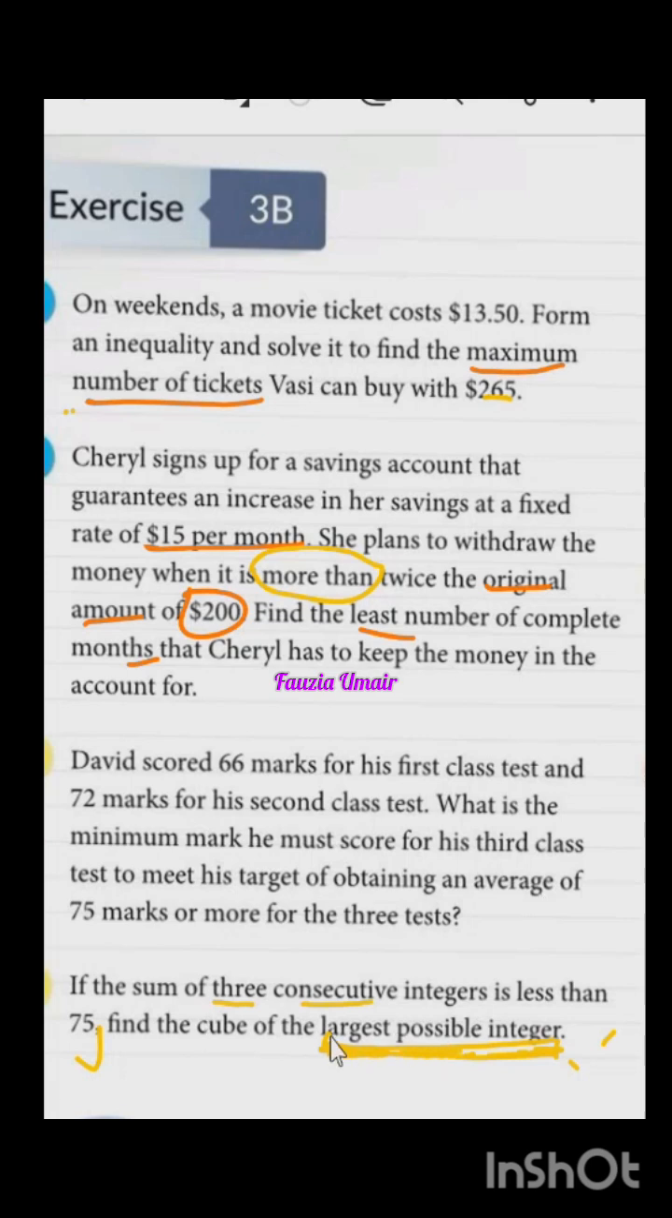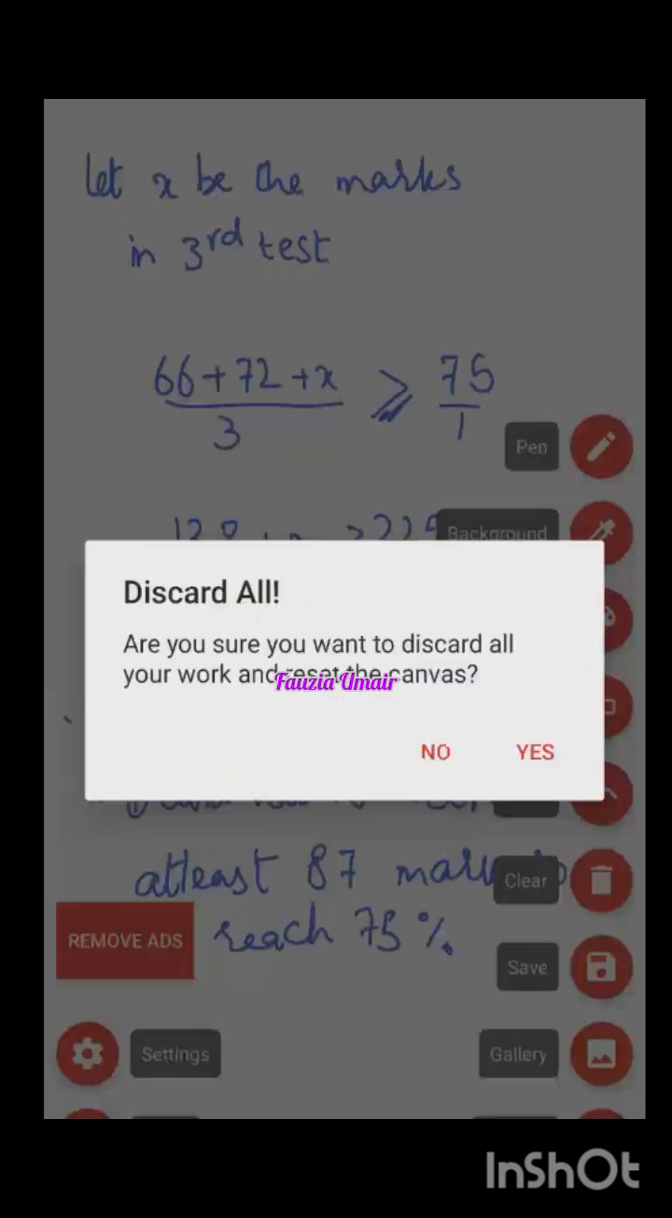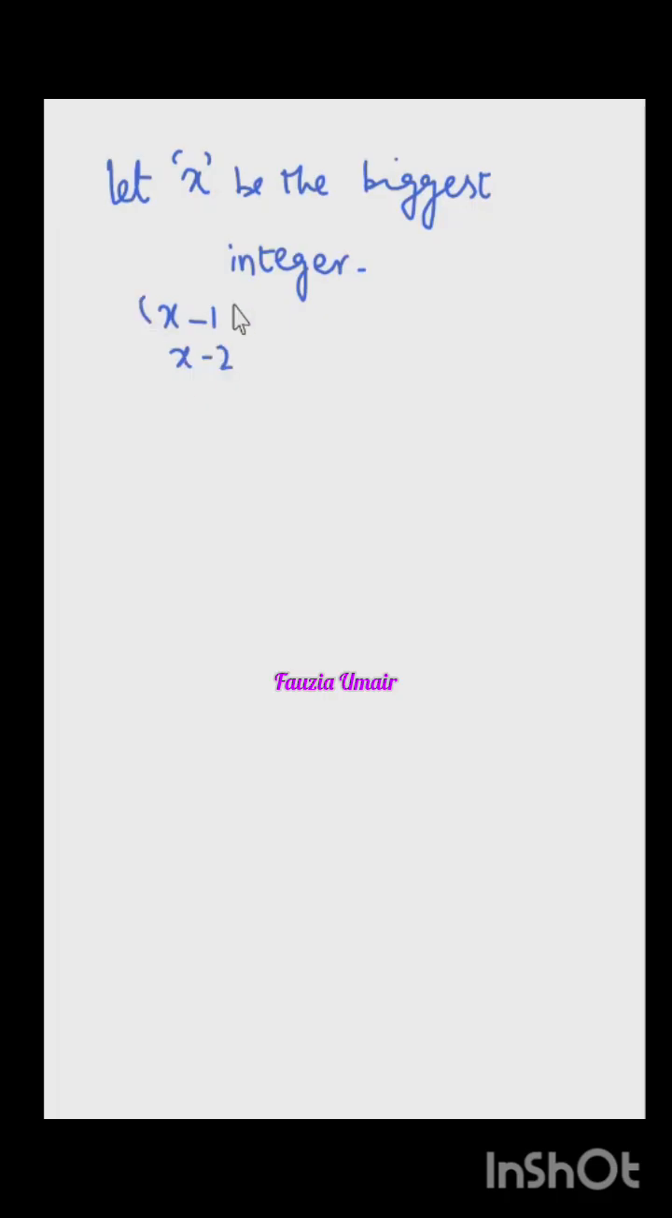But here in the answer we have to find the largest possible number. So that's why the supposition will be different. Instead of supposing the smallest number, we will suppose the biggest one. So we will say let x be the biggest integer. Now what will the other two integers be? x plus 1? x minus 1? No, because x is the biggest one, so one will be x minus 1 and the other will be x minus 2.